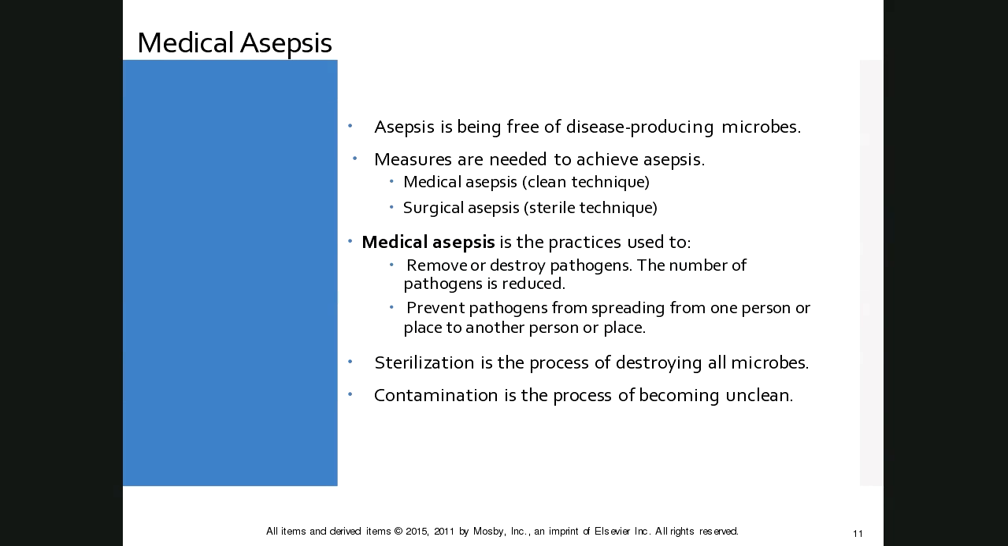Okay. So in medical asepsis, again, we do this by clean technique. Surgical asepsis is sterile. Medical asepsis is clean. And we do medical asepsis when you wash your hands. That's basically what we're doing because we're either removing or destroying pathogens, or the number of pathogens is reduced. And that prevents the spread from one person to another or from one place to another. And sterilization is the process of destroying all microbes. And contamination, on the other hand, is the process of becoming unclean.